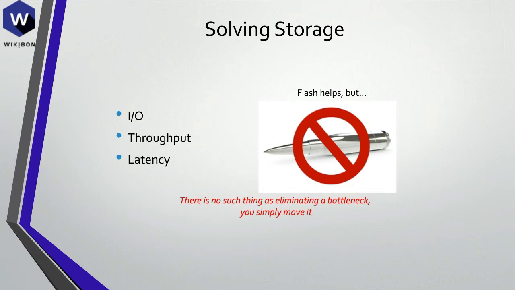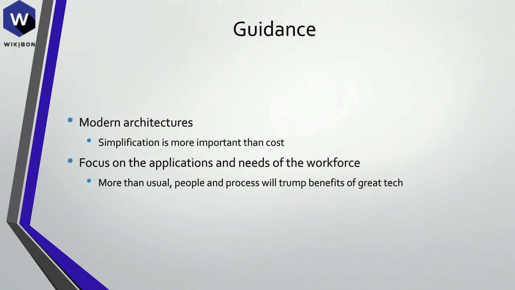Last thing I want to touch on is just some guidance going forward. When you look at these modern architectures, simplification is the most important piece. While cost savings overall are, of course, important, at least for most companies I'm talking to these days, the speed of deployment and the productivity of their workers are going to be much more important than saving an extra cent per gigabyte on the device. So make sure you've got things properly architected between what you need from a performance standpoint.